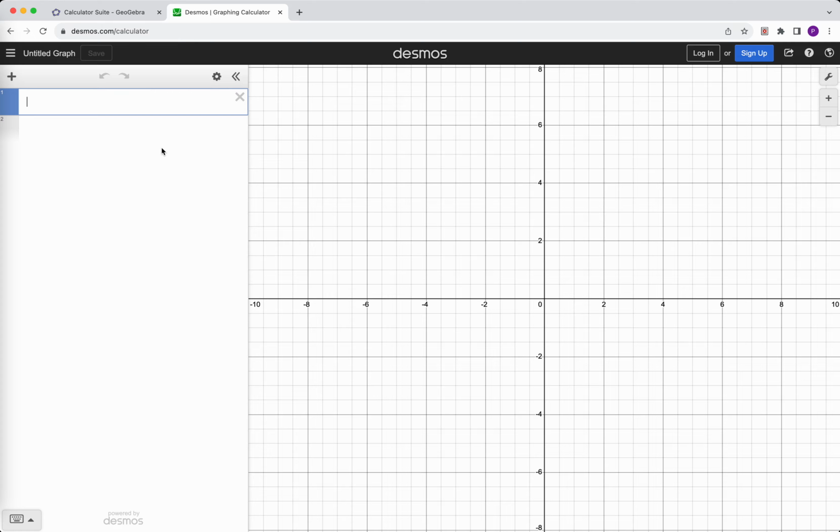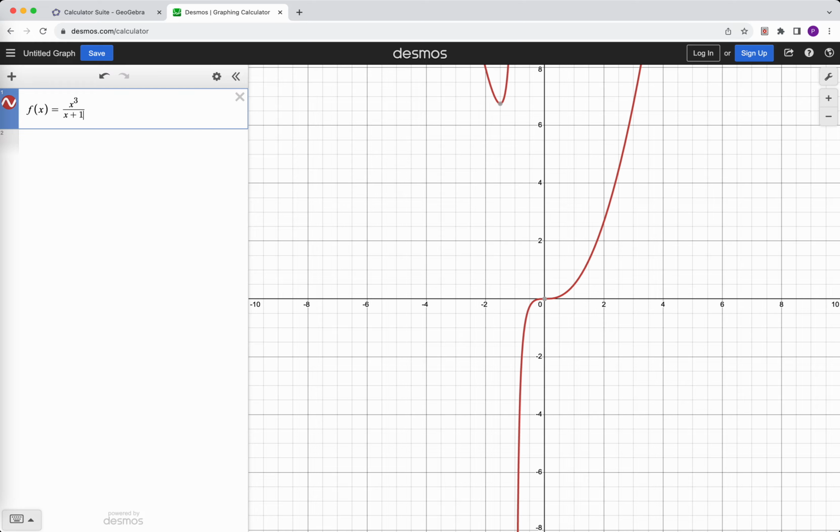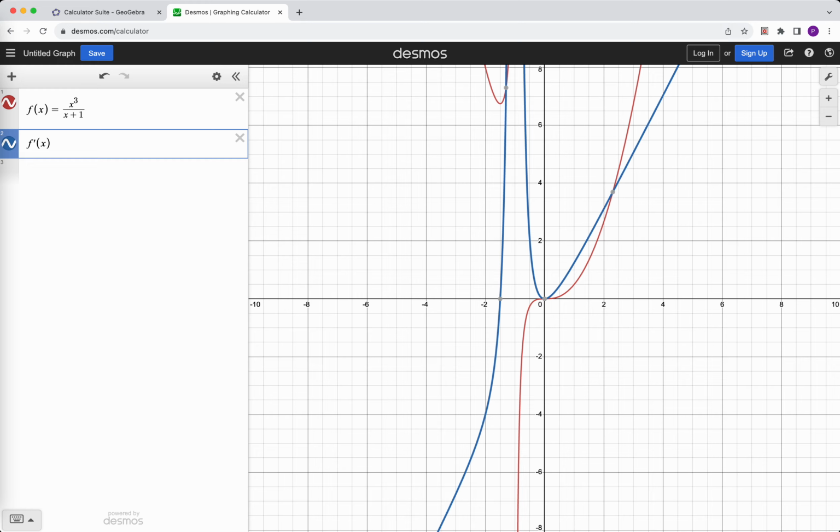So on Desmos, the same function, f of x equals x to the third divided by x plus 1. There it is. If I start saying I want a tangent, it thinks I want the tangent function, and then maybe I want some sliders for these, which clearly I do not. It thinks e is a number and g and t are variables. That's ridiculous. So I think what I have to do is find f prime of x, which is that function.